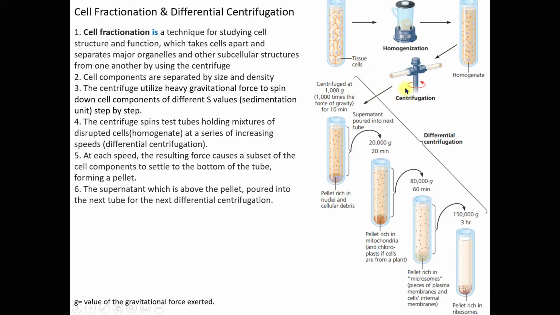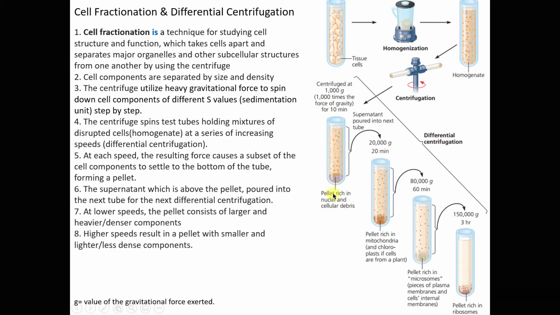So with the first spin, the first differential centrifugation, we get a supernatant and a pellet. The supernatant we pour into another centrifuge tube, and we centrifuge that tube again, and we get another pellet and supernatant. The supernatant we put into yet another centrifuge tube, and then we centrifuge again. This spinning process is called differential centrifugation, a series of increasing speeds.